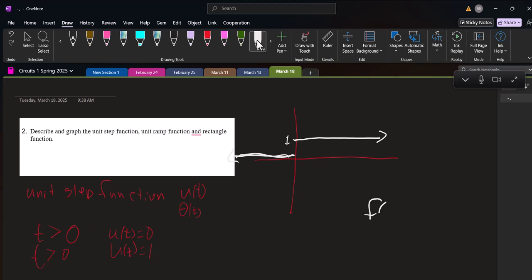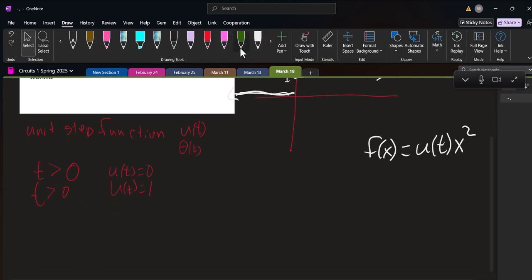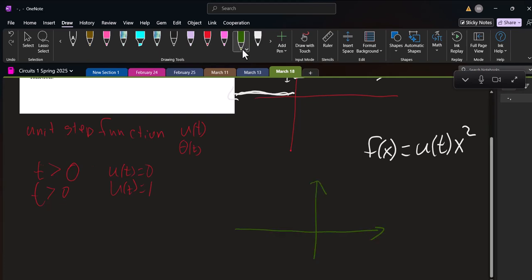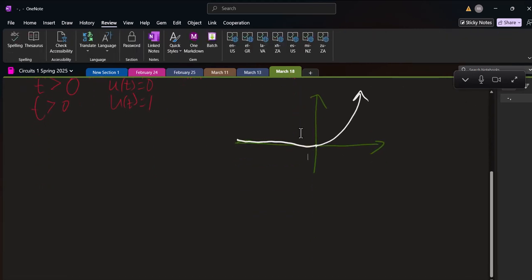So I could define a function like this: f of x equals u of t times x squared. And what that does for me is it says, okay, my function is 0 all the way up to when time equals 0, but then after that, it's x squared. So it can be used to turn something on, or you could use it to turn something off if you wanted to.